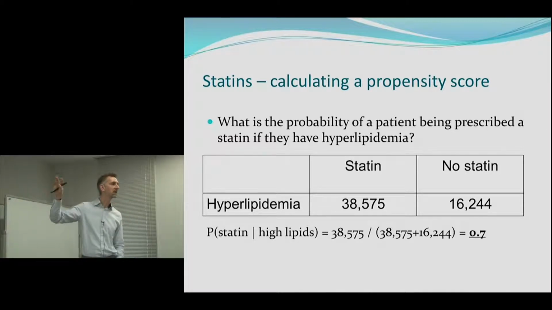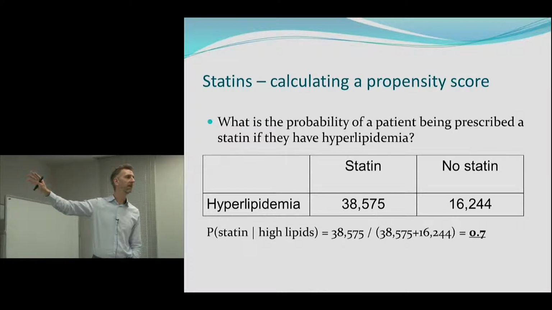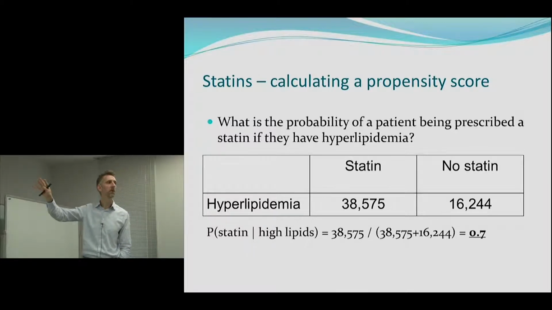This would then be the propensity score for everybody with high lipids. So that includes the people who are not prescribed a statin, okay? This is a really, really important point to get, that everybody with high lipids would have a propensity score of 0.7. Some of them will have got a statin, some of them won't have got a statin, okay? But that would be the score for everybody with high lipids.